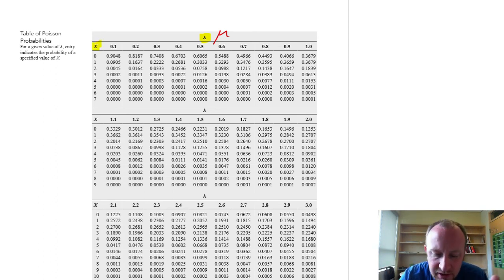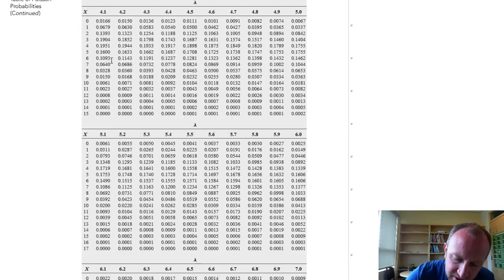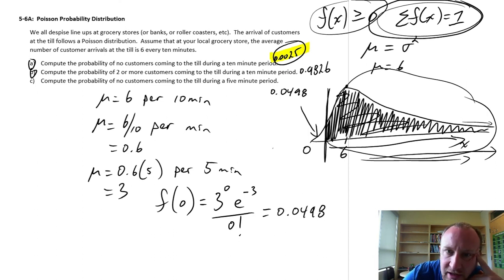So what we can do here, I can go through this table and identify the distribution that corresponds to my mean of interest. So we're looking at a distribution with a mean of 6. So I need to scroll down a little ways, and here's that mean of 6. So this is the distribution that we are interested in. What's the probability of 0 events occurring from this distribution with a mean of 6? Well, here's 0 events. Here's that distribution mean of 6. Look at that probability, 0.0025. Well, that is exactly what we had calculated here.